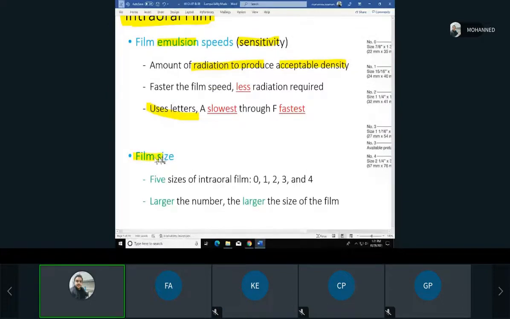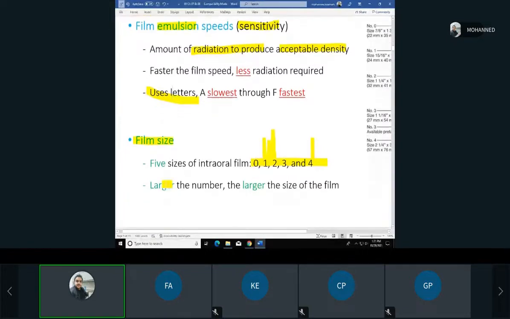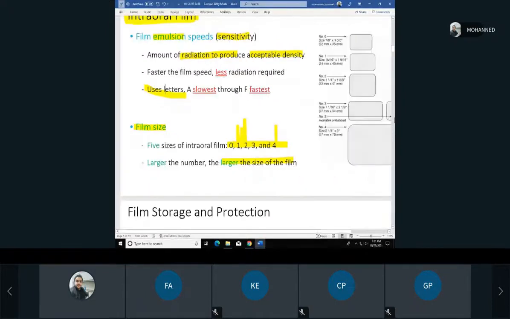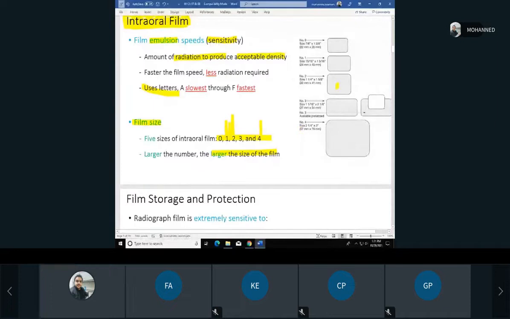Okay. Sizes, we know we have 5 sizes from 0 to 4. 4 is the occlusal for adults. 2 is, what do you call it? We call that standard size, right? I mean, we talked about this in the first lectures. 1 is usually the pediatric one that we use. Yeah. The larger the number, the larger the size of the film. And we know most probably you only see 2 and 1. Rarely you'll see 4 used, because again, that's the occlusal.